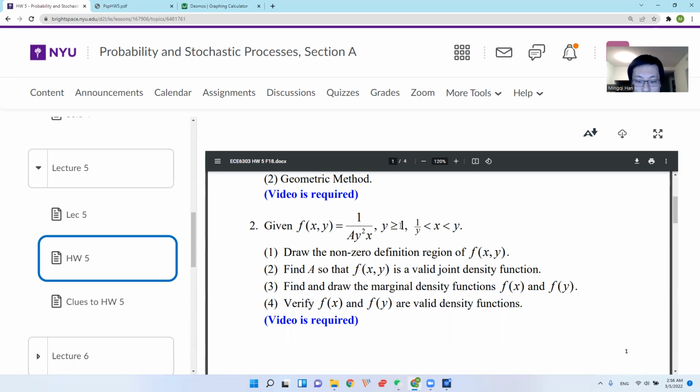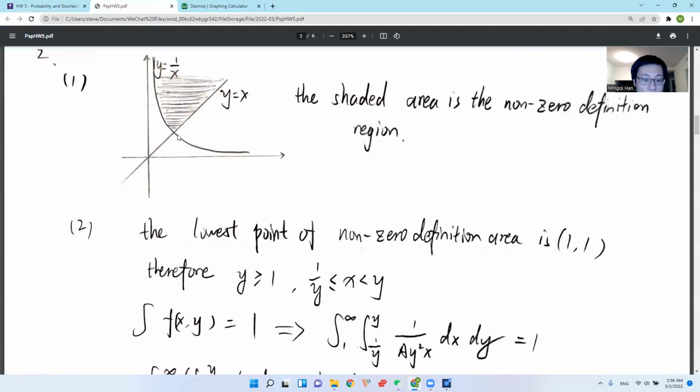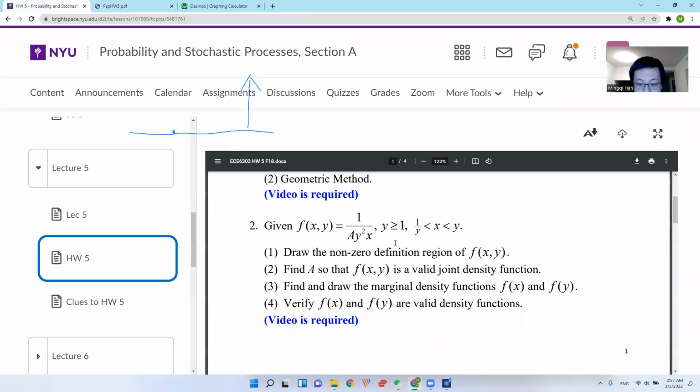We know that y is larger than 1, so it's above this line. This line is x, and this point is (1, 1). So y larger than 1 is basically saying every value above this line. And we also have that x is smaller than y and larger than 1 over y.